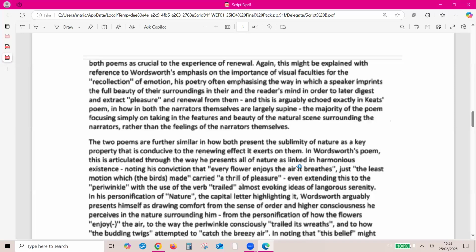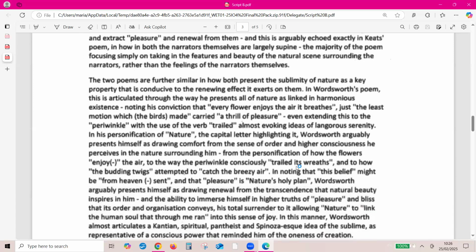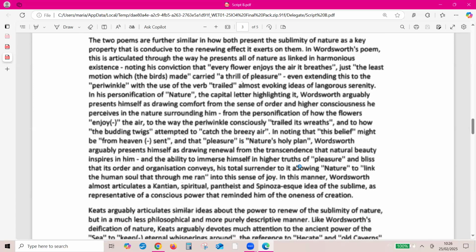And this is arguably echoed exactly in Keats's poem, how both the narrators themselves are largely supine, the majority of the poem focusing simply on taking in features and beauty of the natural scene surrounding the narrators, rather than feelings of the narrators themselves. The two poems are further similar in how they present the sublimity of nature as a key property, conducive to the renewing effect it exerts on them.